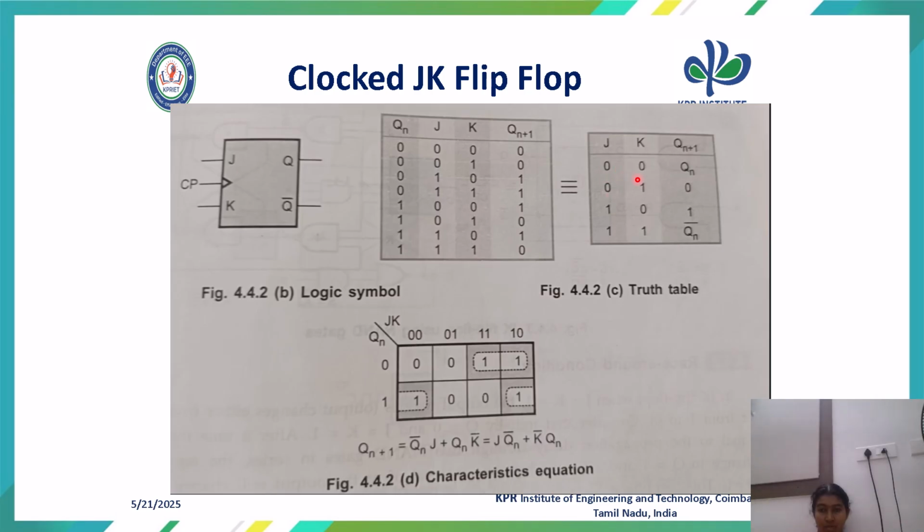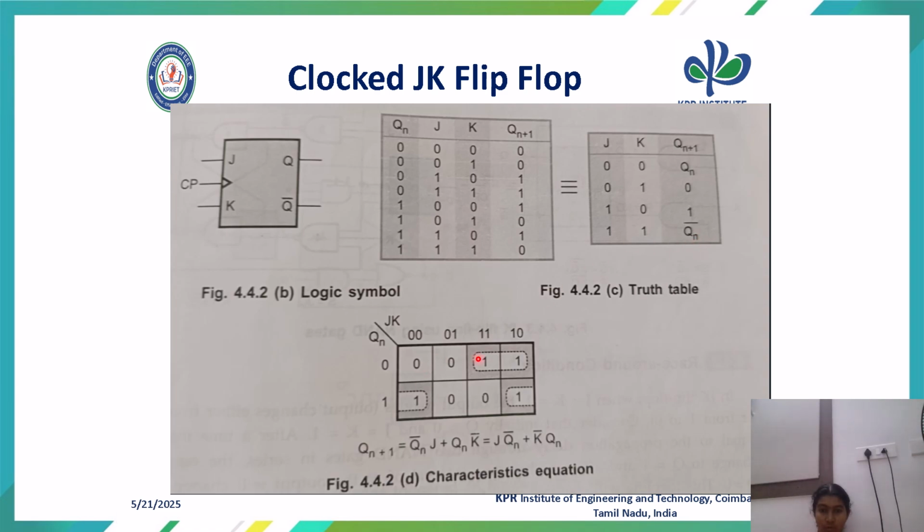When J equal to 0, K equal to 0, the present state is Qn. There is no change in the output. And if it is 0 and 1, the output is reset, so therefore 0. If it is 1, 0, the output is set, so therefore Qn plus 1 is equal to 1. When both inputs are given high, the output gets toggled, so therefore Qn bar.